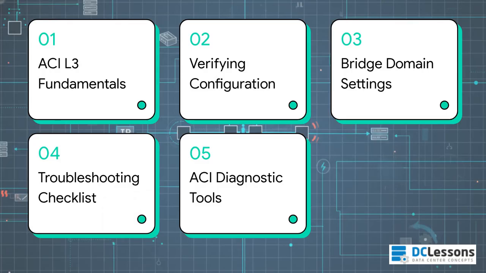Okay, so here's our game plan. First, we're going to hit the fundamentals of ACI routing, just to make sure we're on solid ground. Then, we'll dive into verifying the configuration and those all-important bridge domain settings. After that, we'll run through a practical, hands-on troubleshooting checklist, and we'll wrap up by exploring some of the awesome diagnostic tools built right into ACI.